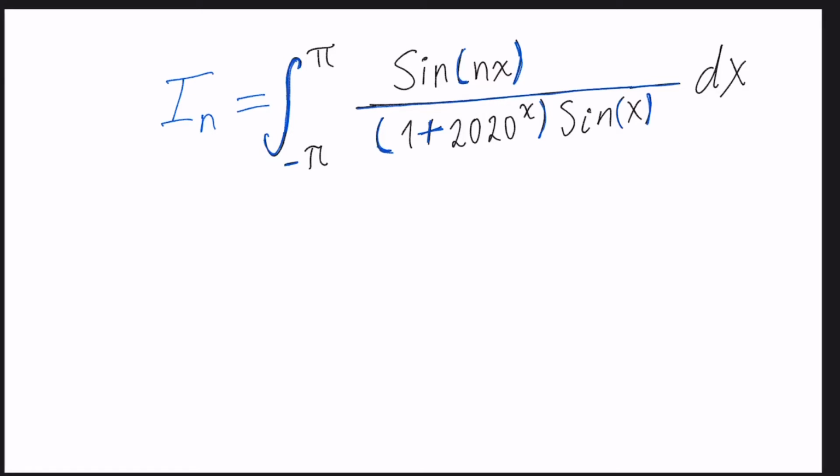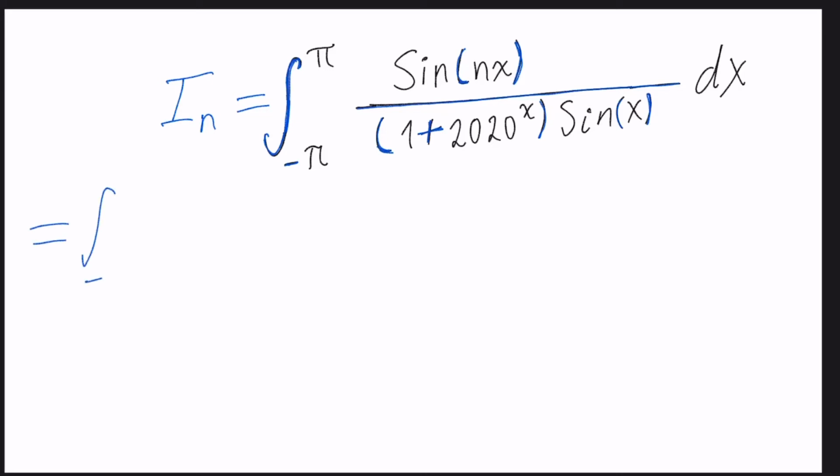Now, how does the number 2020 come into play here? The idea is to use some kind of symmetry that this problem has, and it comes from the fact that the integration limits are minus pi to pi, so we can separate them. So what is the idea?